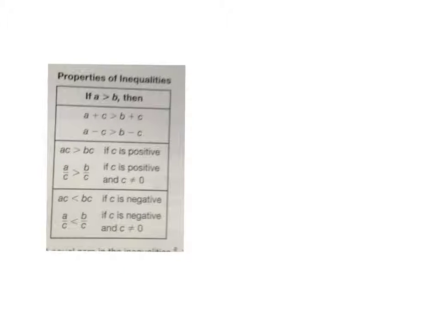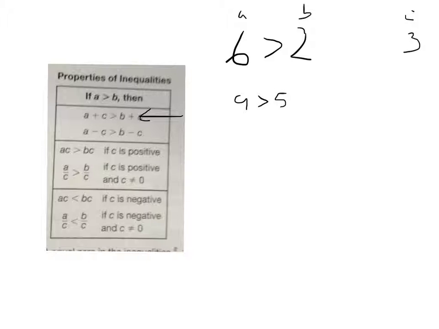All right, here you see the same chart. So let's just say A is 6 and B is 2. And then let's say C, so this is A, this is B, and let's say C is 3. So in this first one here, if we add A and C, we'll get 9 is greater than 5, so that's true. Or 6 minus 3 is going to be greater than 2 minus 3, which is a negative 1. So this one is true.